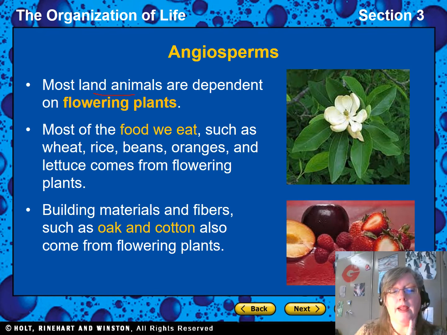So most of the land plants we have are flowering plants. Most of the land animals are dependent on flowering plants for their food. A lot of the food that we eat, wheat, rice, beans, oranges, and lettuce, comes from flowering plants. Even lettuce comes from a flowering plant. And a lot of the building materials and fibers we use, like oak and cotton, are flowering plants.